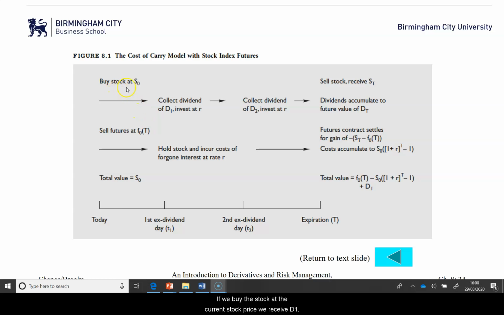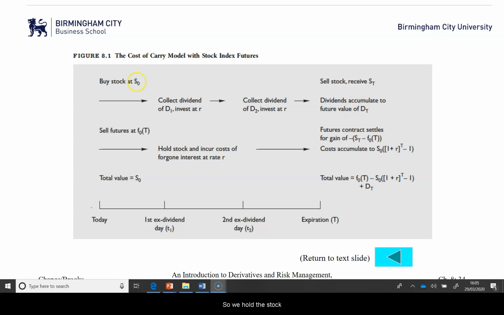Here, if we buy the stock at the current stock price, we receive D1, which we invest at the risk-free rate for the remainder of the time, and will receive this amount at expiration. Then later on, we receive D2, which we again reinvest at the risk-free rate, and at expiration, we receive the future value of the dividends received here and here, which we reinvested at the risk-free rate. So it's easy to assume here that any dividends received during the life of the contract are reinvested at the risk-free rate, and their future value will be the sum of all these dividends reinvested for their respective remaining time periods.